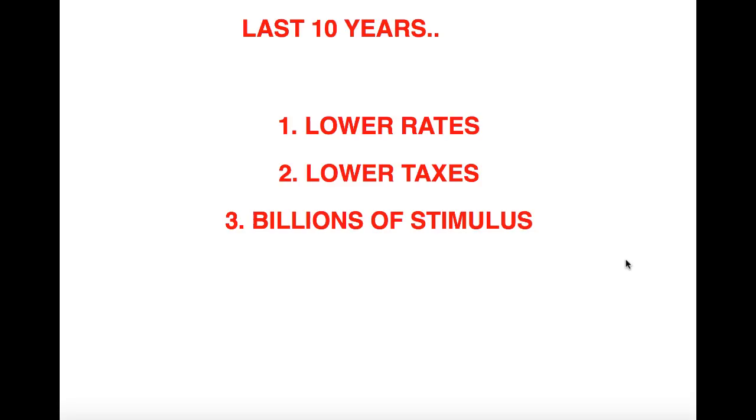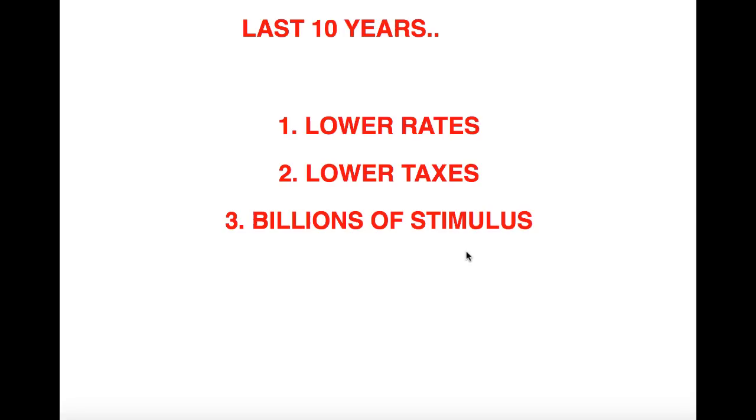Over the last 10 years, what have we had that propelled the stock market higher? A completely artificial environment. What are the characteristics? Lower interest rates, the lowest interest rates in the history of the United States. Lower taxes. Since Trump became the president, the markets got another boost. So with lower rates, you're utilizing monetary policy. With lower taxes, you're utilizing fiscal policy to boost the economy. On top of that, billions in stimulus package over the last 10 years.